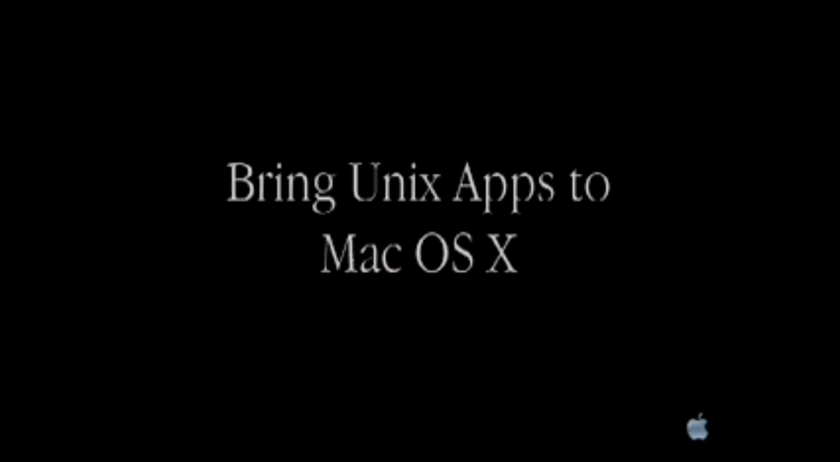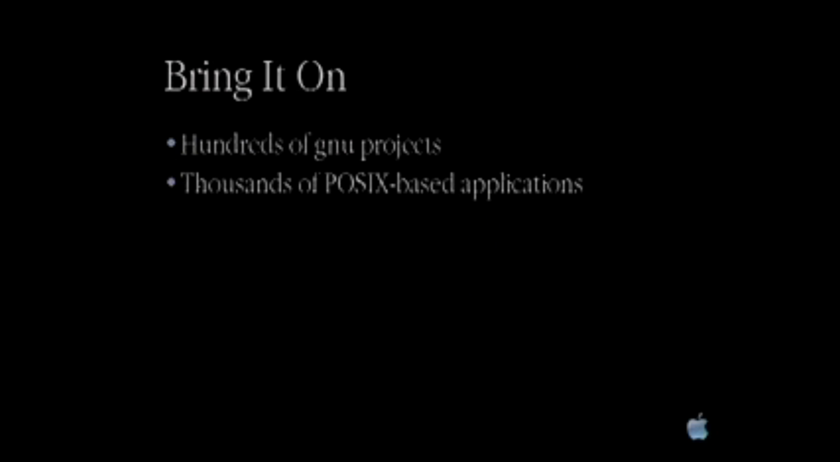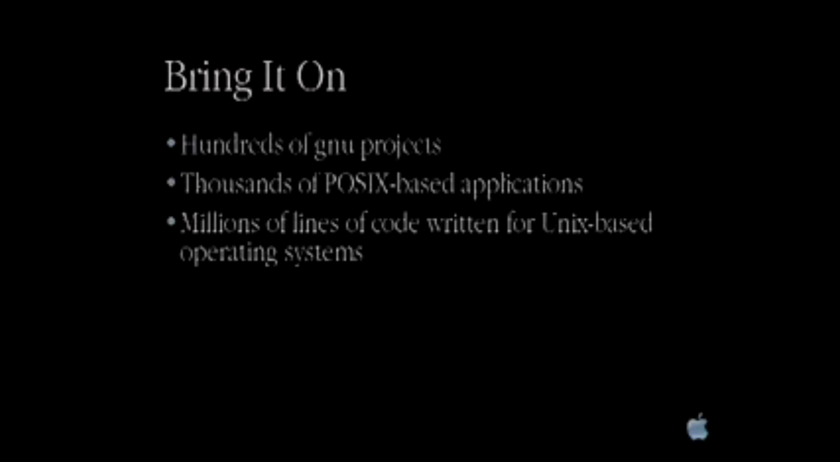So I went around and did some research on this too. I said, let's bring it on. There's a lot of Unix stuff out there. There are hundreds and hundreds of GNU projects with lots and lots of Unix-based code in there. There are thousands of POSIX-based applications, so applications that use the standard POSIX APIs. And there's just millions and millions of lines of code that have been written to Unix-based operating systems. This is especially true in scientific and higher ed. So you go to universities, and they have Unix across the board.